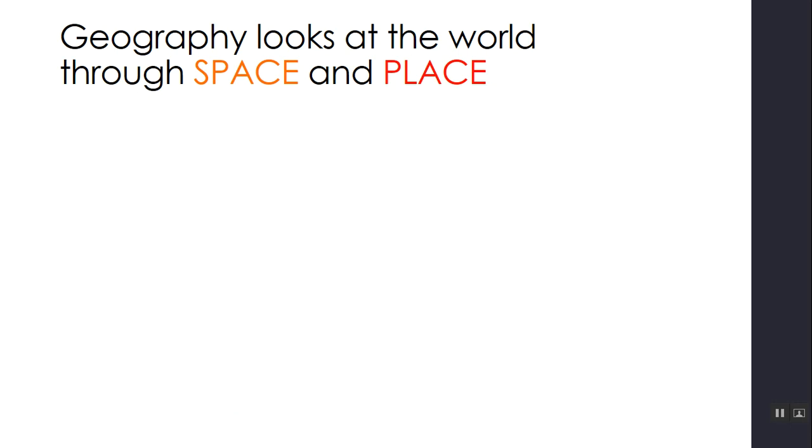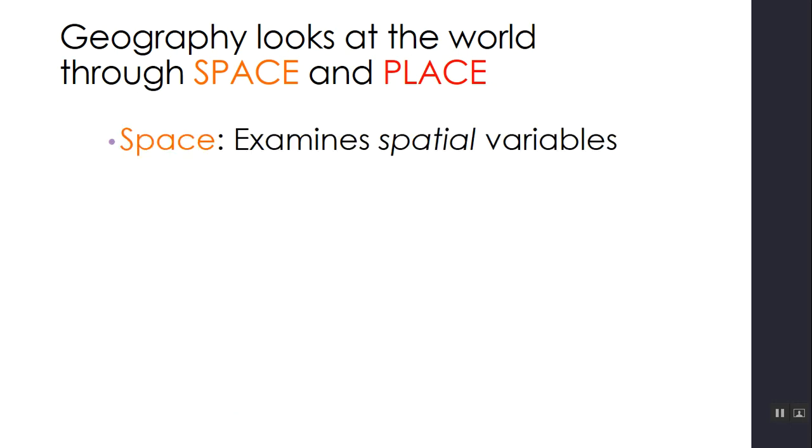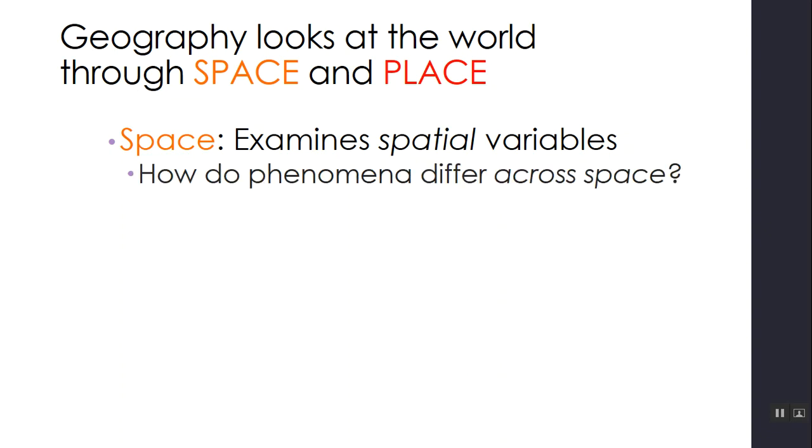Geography also likes to use different concepts to look at the world, and two of our favorites are space and place. And so, what do we mean by space and place? Space examines spatial variables, or how things are distributed through space. And I don't mean outer space. For example, why are population centers focused in certain spaces? Why are there distinct racial distributions of people throughout the United States? So how do these phenomena differ across space? We often do this with maps. Maps are a great tool to look at how things are distributed through space.